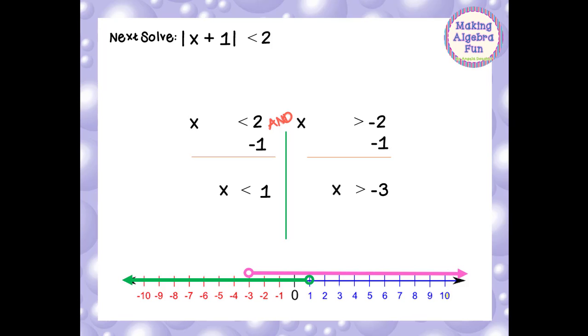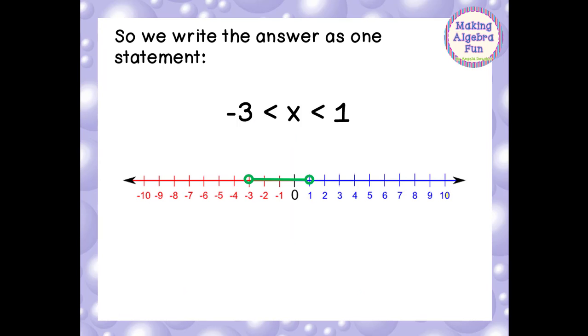We're looking for where you see green and pink. So we're right here in the middle. So we cut off our graph and we only include the solutions that met both conditions. So between negative 3 and positive 1. And we typically write this answer in one statement. Negative 3 is less than x, which is less than 1, meaning x is between negative 3 and positive 1.